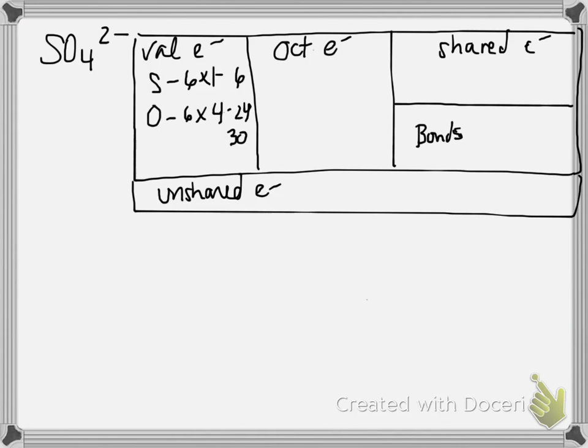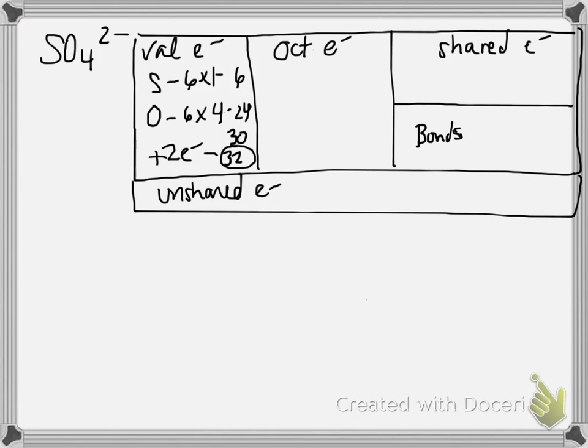Okay, this is SO4 2-, it's the sulfate ion. And for figuring out our valence electrons, we look at what sulfur and oxygen bring in, and we get to 30, but we have to remember that this has a 2- charge, which means it has 2 extra electrons. So that gives us a total of 32 valence electrons.